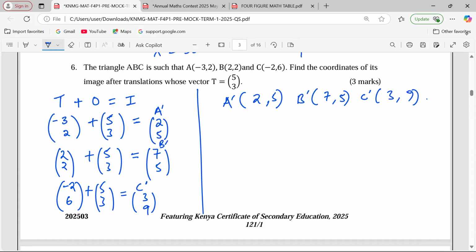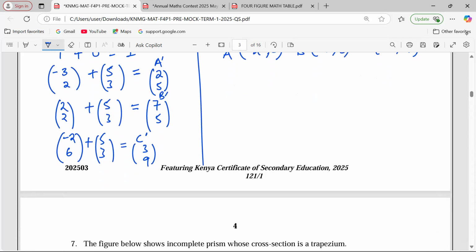That's simple. So that's how we get the coordinates using a translation vector. Very simple work.